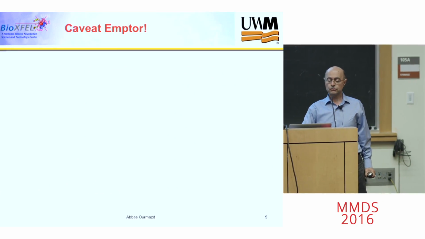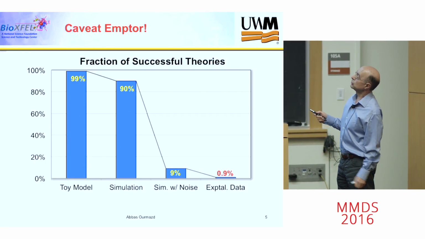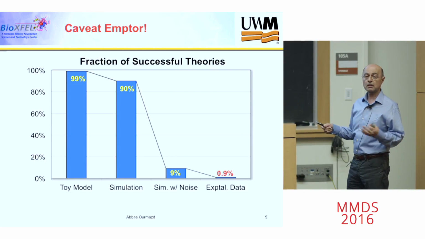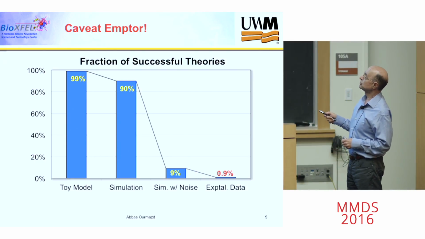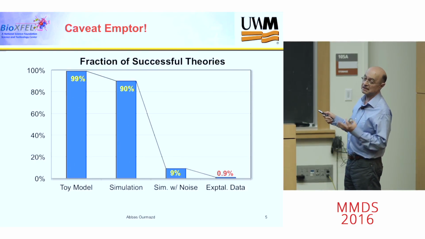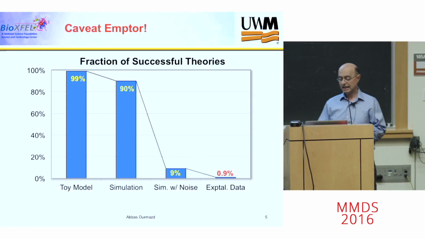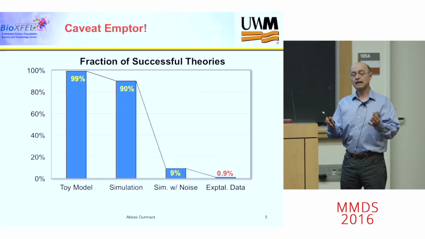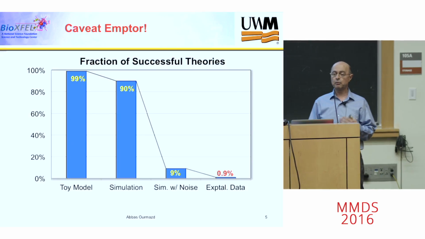Okay, now I have to give you a warning. When it comes to many kinds of algorithms, 99% work with toy models, because the toy models were invented to work with a technique. This number drops to about 90% if you use simulated data. If you add noise to simulated data, about 9%. And in our experience with experimental data, it is about 0.9%. These are the laws of the nines. And in order to make sure that I don't fall into that trap, I will not show you any simulated data unless it's accompanied by experimental data at the same time. So all the results I'm going to be showing you will be from experimental data.